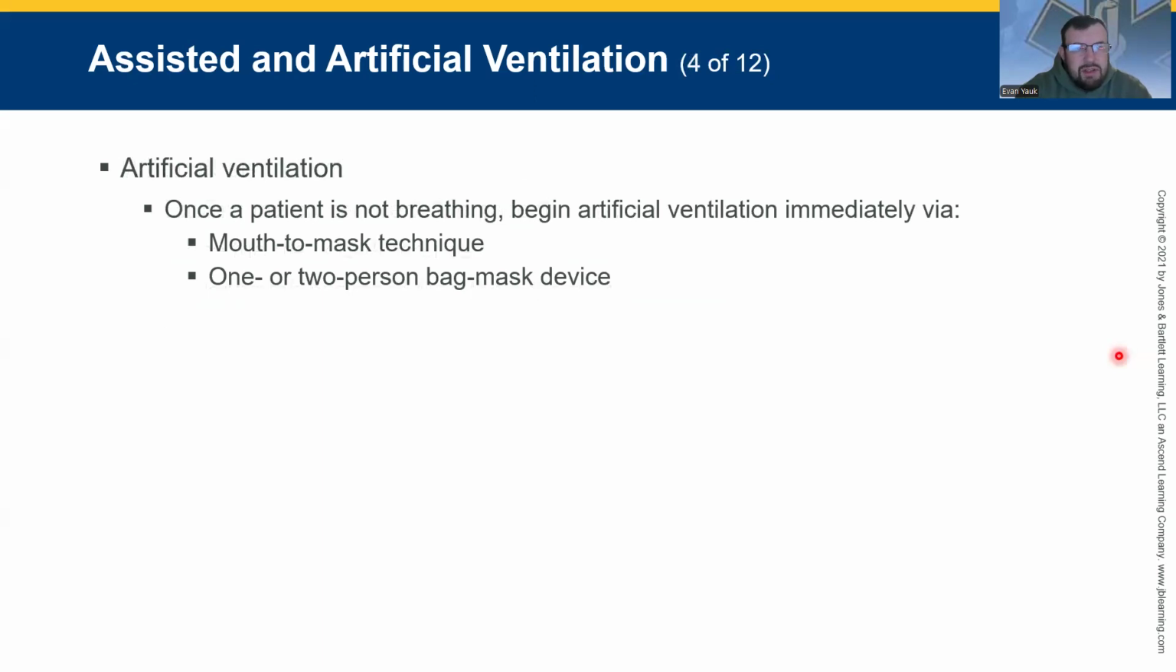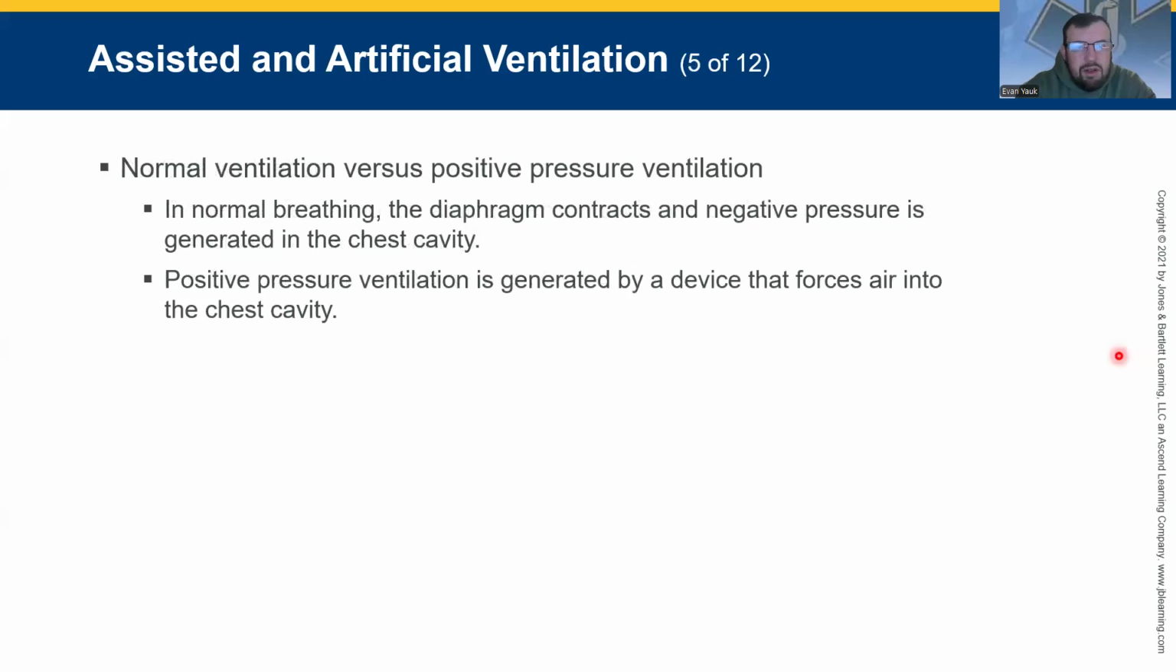Artificial ventilation: once the patient is not breathing, begin artificial ventilation immediately. Mouth to mask technique, 1 or 2 person bag mask device. Normal ventilation versus positive pressure ventilation. So in normal breathing, the diaphragm contracts and negative pressure is generated in the chest. So our diaphragm contracts, everything opens up, air comes in, the lungs expand. Positive pressure ventilation is generated by a device that forces air into the chest cavity.